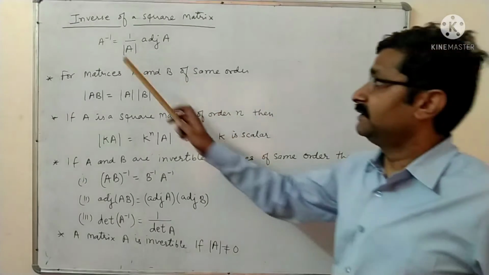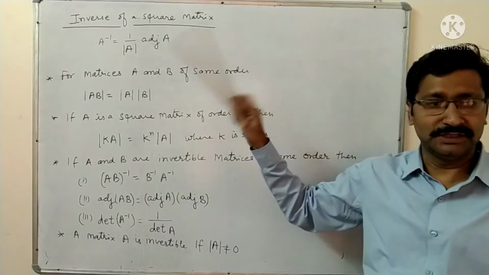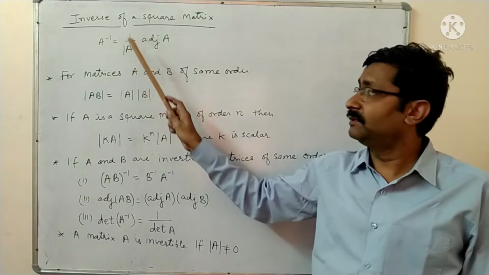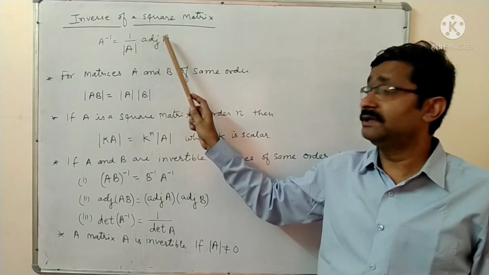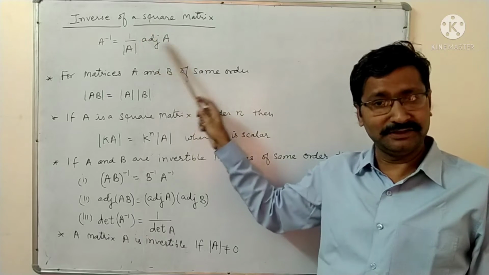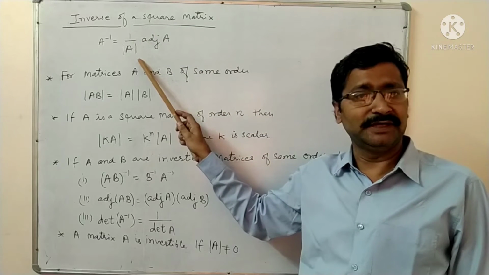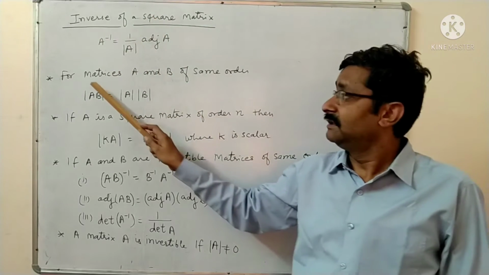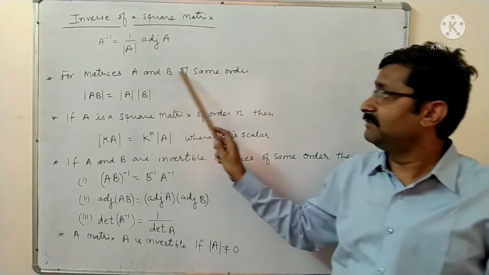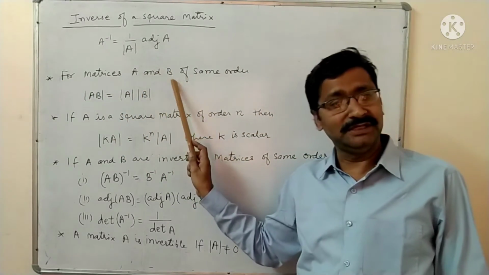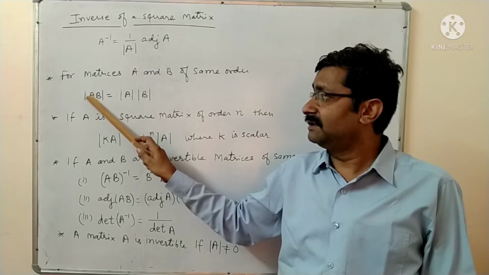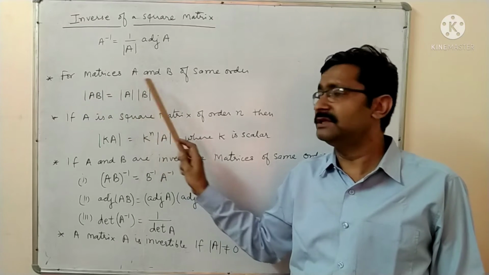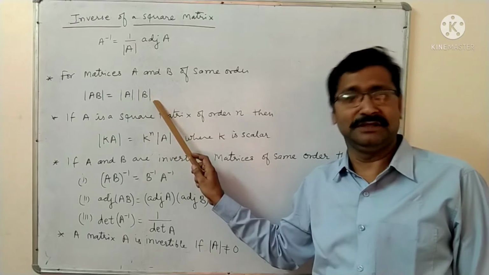Here, inverse of a square matrix. For this a formula we have to learn, that A inverse equals 1 upon determinant A into adjoint A. So first we find adjoint A, and this adjoint A is divided by the value of the determinant. This is how we get A inverse. For matrices A and B of the same order, if the order of A and B is the same, then the determinant of A into B is equal to the determinant of A into the determinant of B.